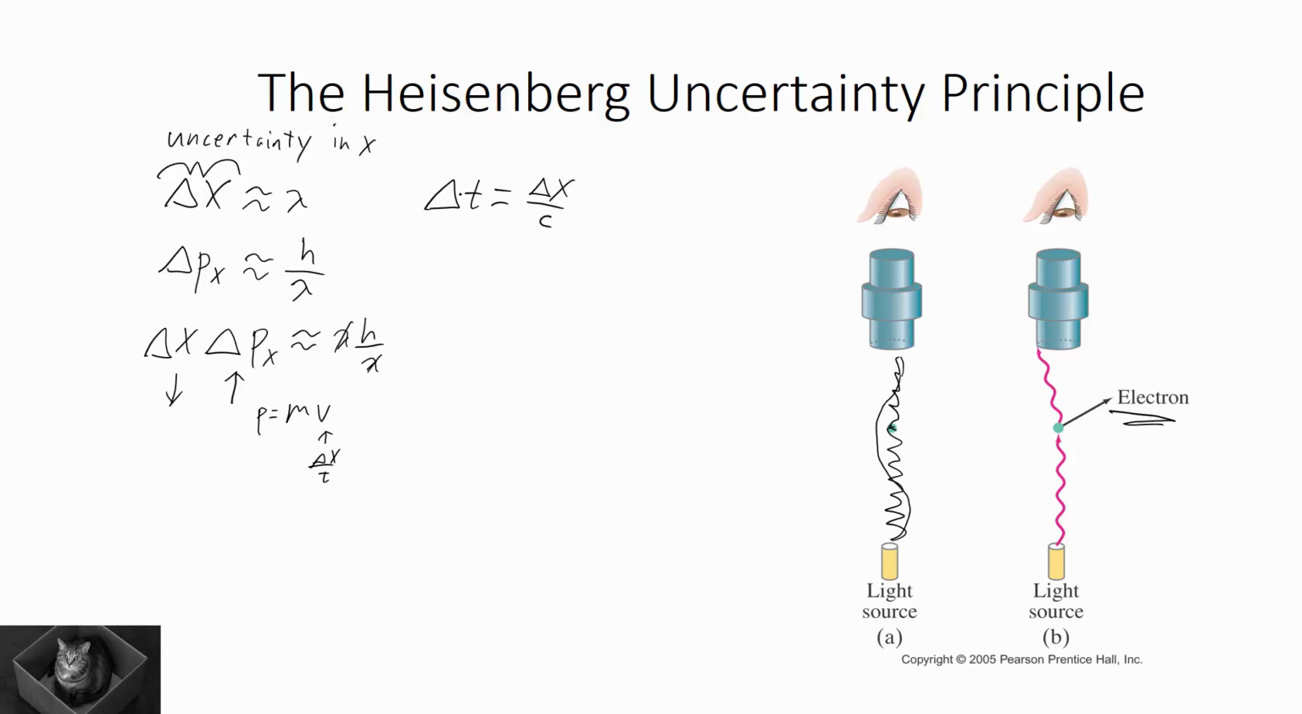This is just delta x equals vt, right? So this is the uncertainty of when we made the measurement. It's related to the uncertainty of where the object was when we made the measurement. Okay, and the uncertainty in delta x was approximately lambda, wavelength, over c, so we have this relationship.